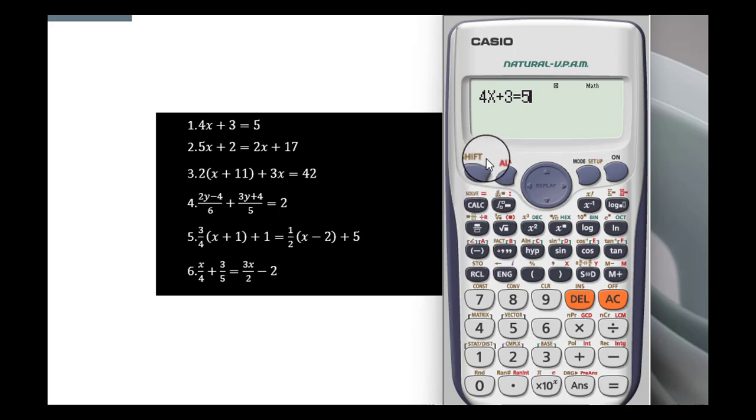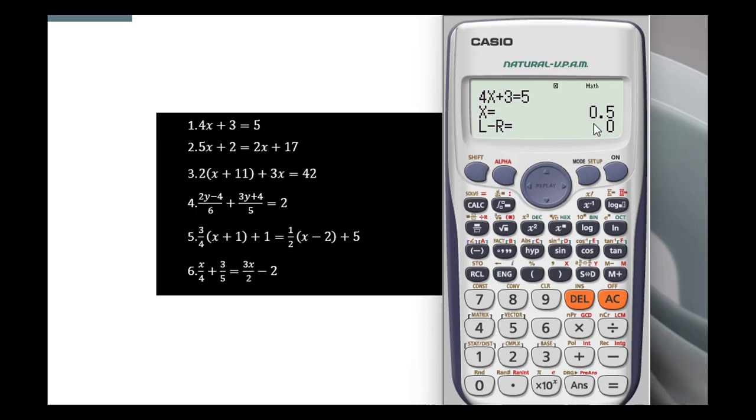So to do so, I'll press the shift and then press solve. Now you see solve for x and there's a number here. This is not actually the answer. This is a previous value for x that was solved. Now to get your answer, you then press this particular equal sign here. And now that gives you 0.5.